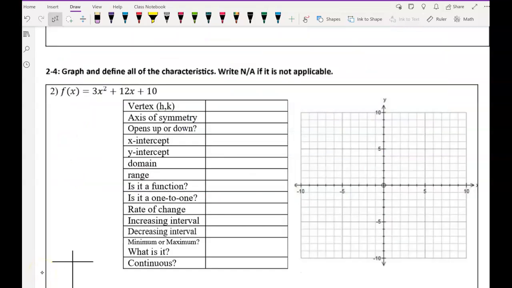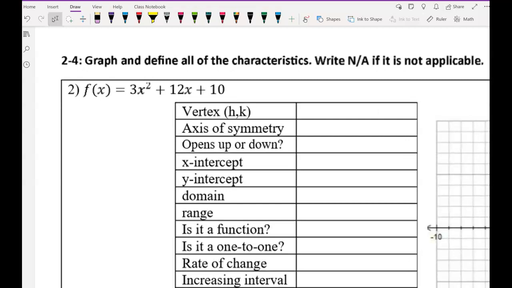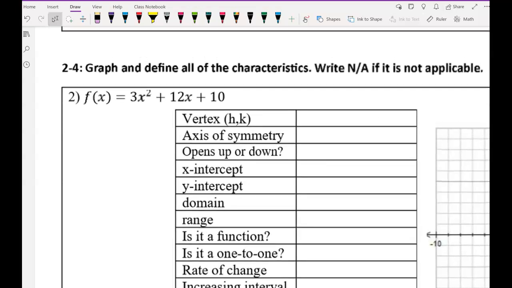Example 2, guys, says f of x equals 3x squared plus 12x plus 10. As you can see, this is definitely in standard form, right, guys? Your a value is 3, your b value is 12, and c is 10. Now, since a is positive, we know it opens up. Some of the things we can find without doing any work, right?